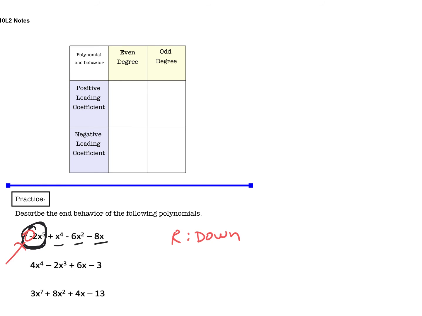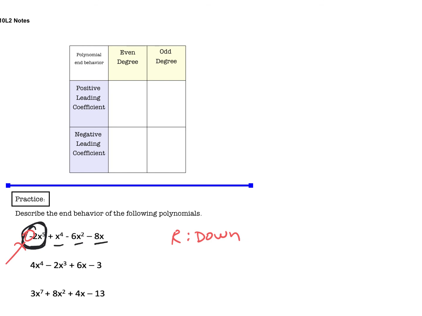All you have to know to tell what the right side does is if it starts being negative. If it's negative in the front, it's down on the right. If it's not negative in the front, it's going to be up on the right. It's easy. Right side's easy. Down if it's negative. Makes sense.